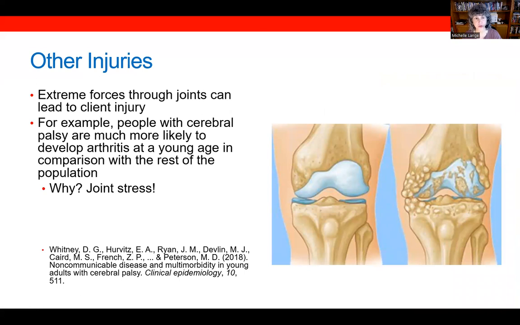Extreme forces through the joints can also lead to client injury. So, for example, people with cerebral palsy are much more likely to develop arthritis at a young age in comparison with the rest of the population. Well, why? It's because of very, very strong forces that are occurring through many of the joints, such as the joints of the knee, shown here.